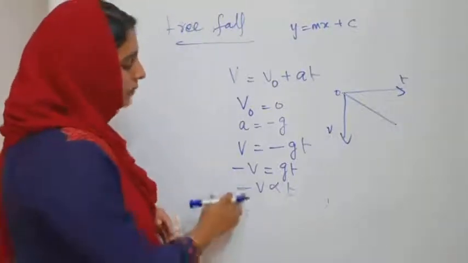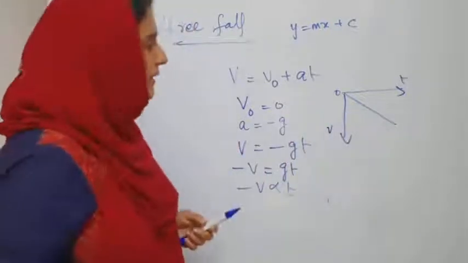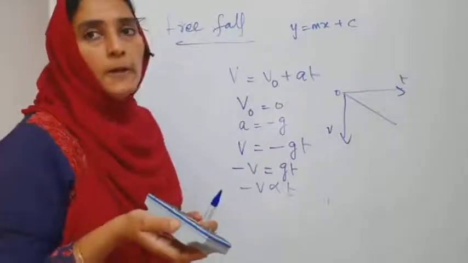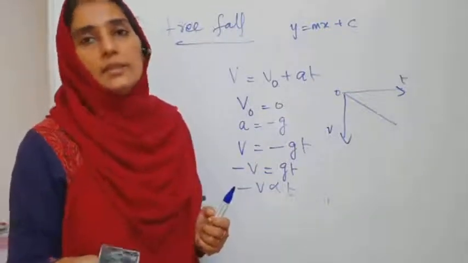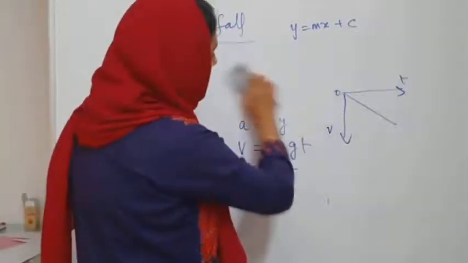Now, minus v is proportional to t. So this is the shape of the graph. Next, let us find a relation, or a graph, between the position and the time. Let us try to plot the position-time graph.